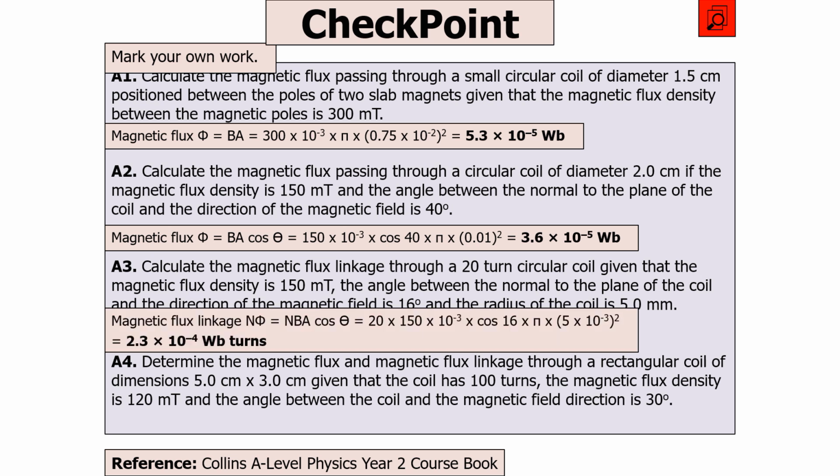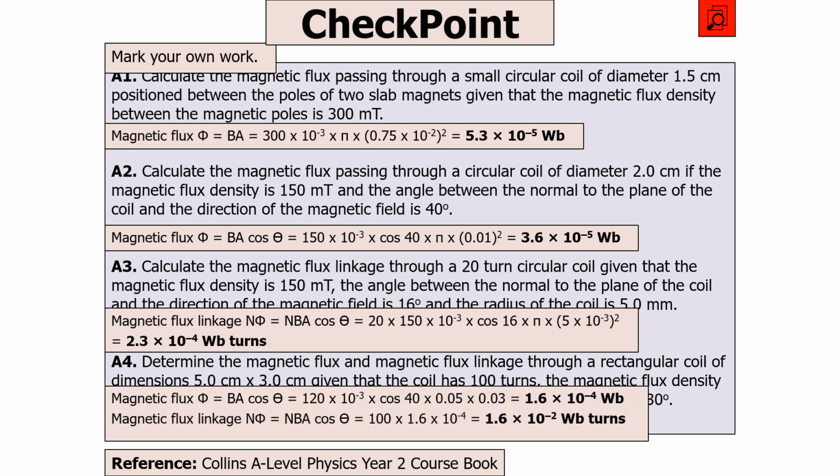This next one again, we're now working out the magnetic flux linkage, so therefore it's N phi or BAN cos theta. So we're now going to times it by the number of turns that we've got. So we do 20 times 150 times 10 to the minus 3, because it's milliteslas into teslas, times cos 16 times pi r squared again, so millimeters into meters, so it's 5 times 10 to the minus 3, so it's 2.3 times 10 to the minus 4 weber turns.